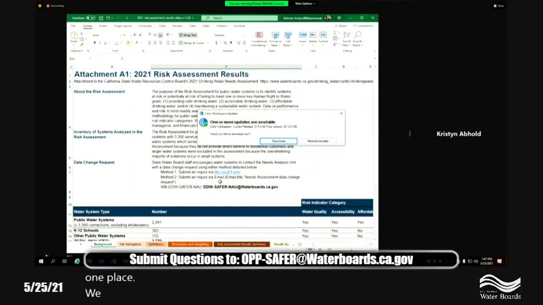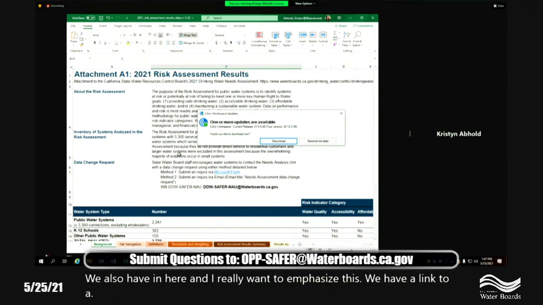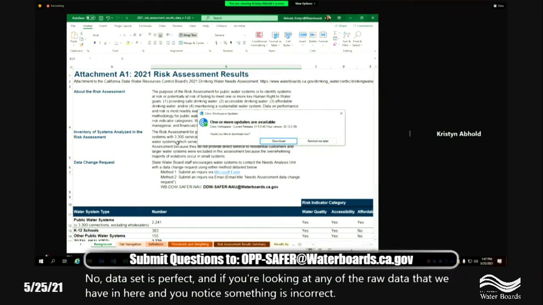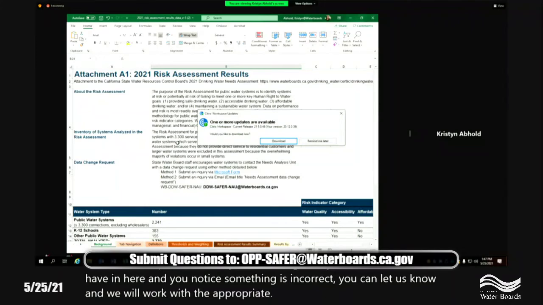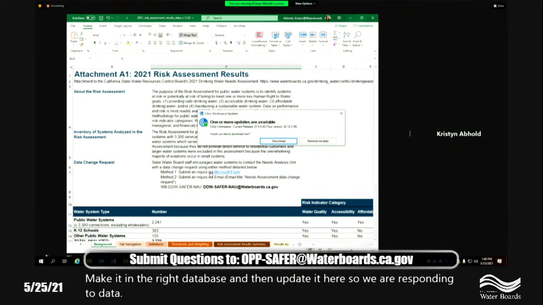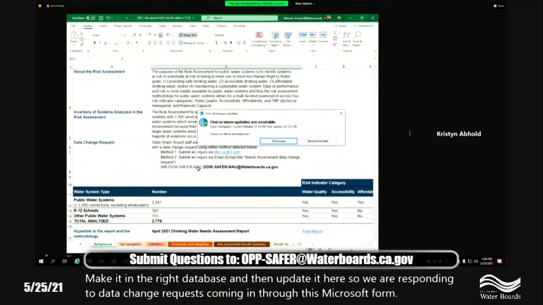We also have in here, and I really want to emphasize this, a link to a Microsoft form for water systems and folks to submit data change requests. No data set is perfect. And if you're looking at any of the raw data that we have in here and you notice something is incorrect, you can let us know, and we will work with the appropriate folks internally to see if that data change needs to be made, make it in the right database, and then update it here. So we are responding to data change requests coming in through this Microsoft form, and that's linked here in the spreadsheet as well.